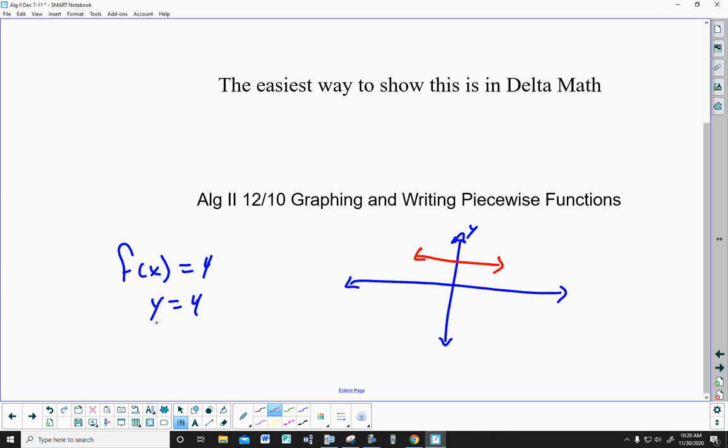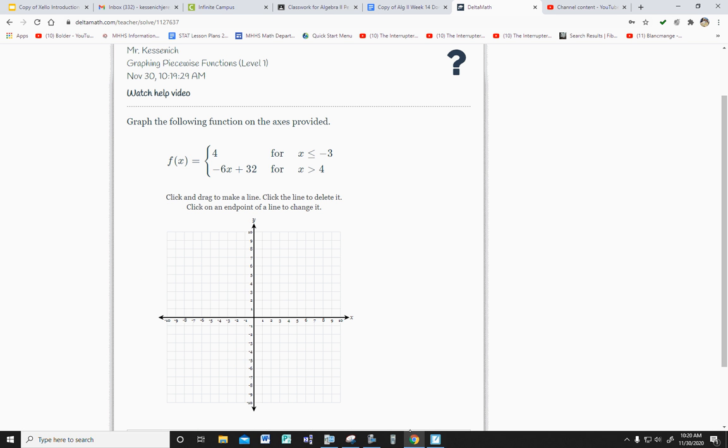If I gave you f of x is equal to 3x minus 2, then you have a y-intercept of negative 2 and a slope of 3. So you'd go up 3 over 1, and there would be your line, assuming you could draw straight, unlike what I did there. So let me go back over here and do this one.